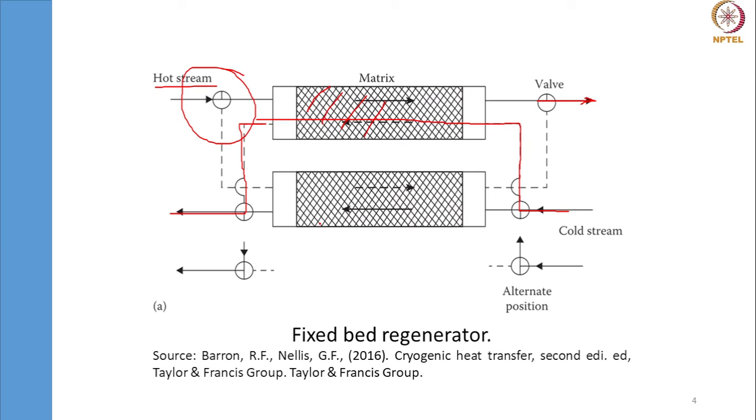If I can give a few examples of matrix type fixed bed regenerators, we have pulse tube cryocoolers. These cryocoolers are generally refrigerators which can provide a few watts of refrigeration at temperatures less than cryogenic temperatures, that is less than 123 Kelvin. Helium is employed as the working fluid in that pulse tube cryocooler. In cryogenic engineering, these pulse tube refrigerators are commonly used.